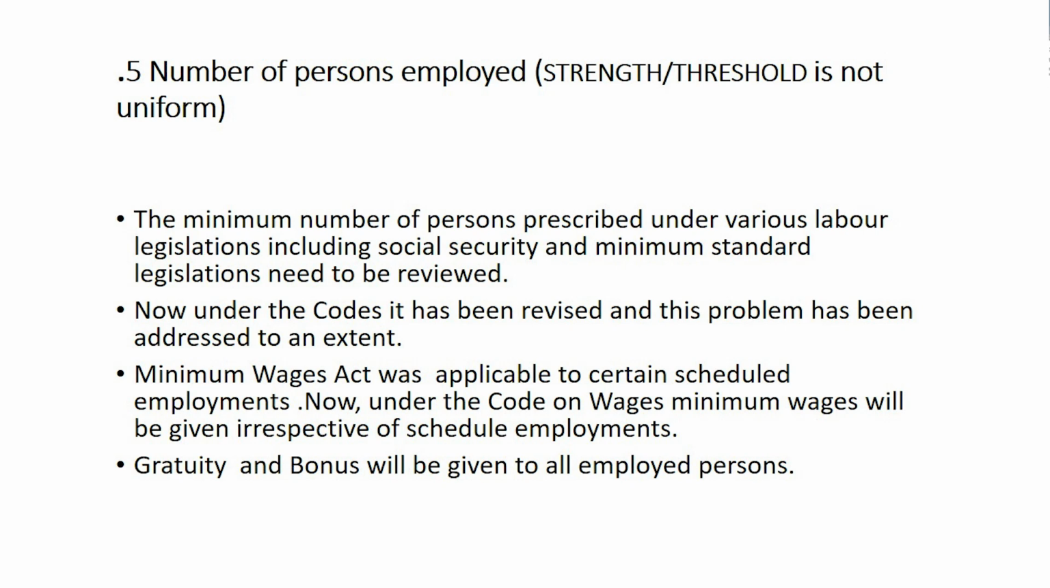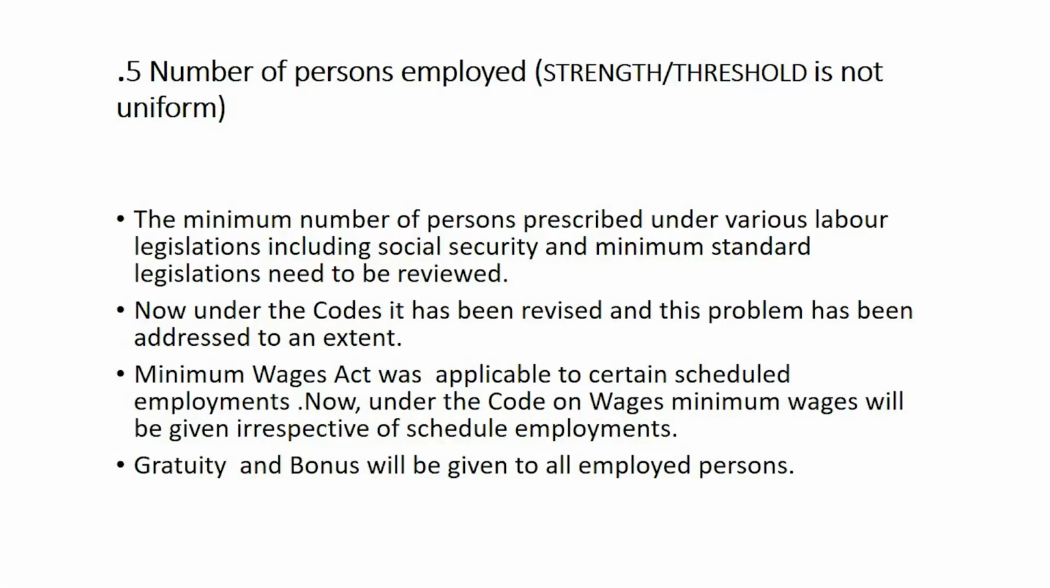Now, again the problem was the number of persons, because either we are talking about the Industrial Dispute Act, Factory Act, or any other establishments, the threshold was not uniform. I mean, how many persons have to be employed, a different number has been given in different Acts. So, again it creates a great confusion. So, the minimum number of persons prescribed under the various labor legislations, including the social security and minimum standard legislations, needs to be reviewed. Now, this thing has been revised under the code.